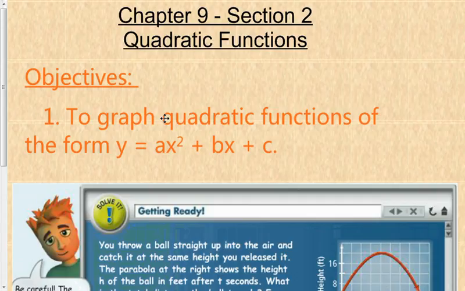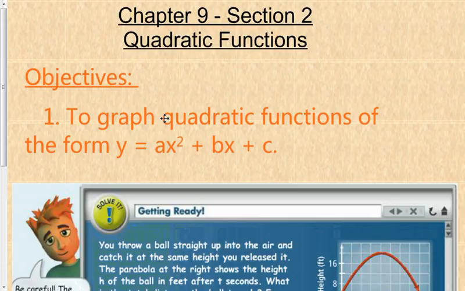Quadratic functions, section 9.2. Alright, our learning goals. Our objective for today is to graph quadratic functions of the form ax squared plus bx plus c. So the full-blown quadratic functions today.